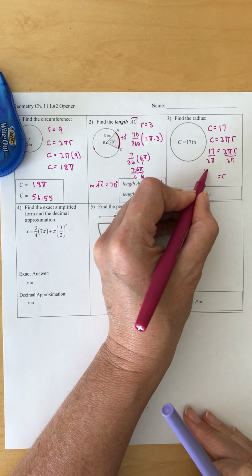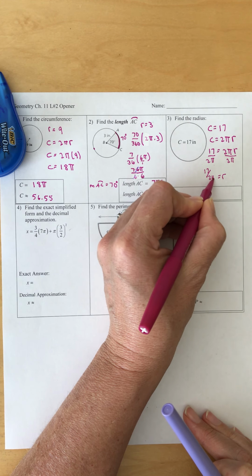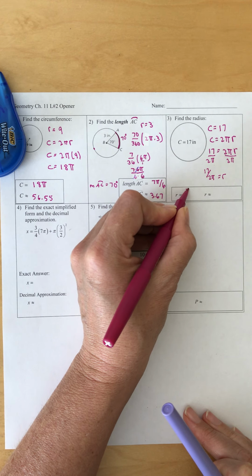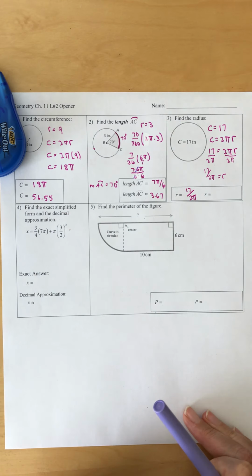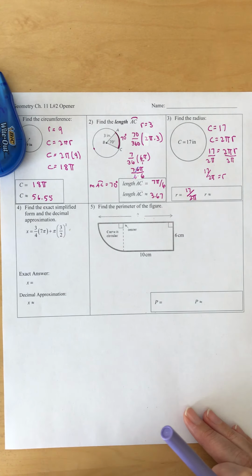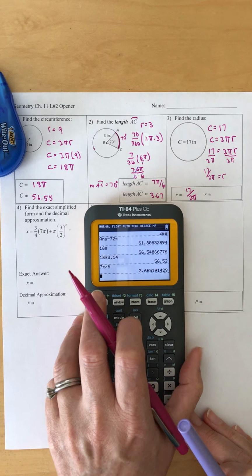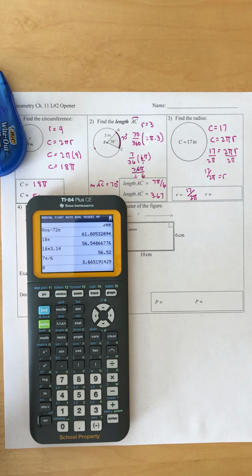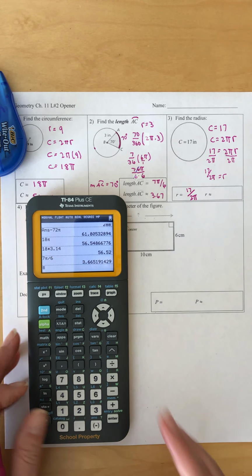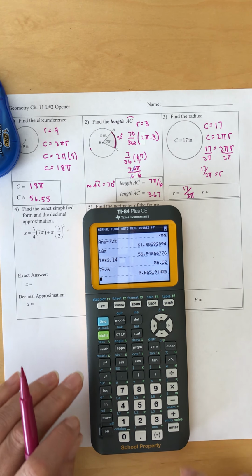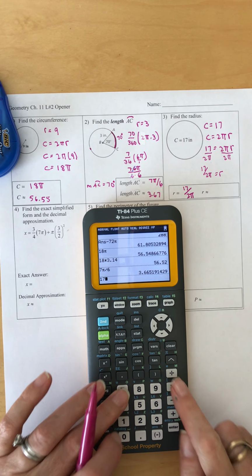Big error alert here. Very common error coming up. The exact answer, 17 divided by 2 pi, is fine, but many students mess up the decimal approximation. And you could get a ballpark answer in your head. You know that pi is about 3, and so 17 divided by 6 would be a rough estimate of your answer.